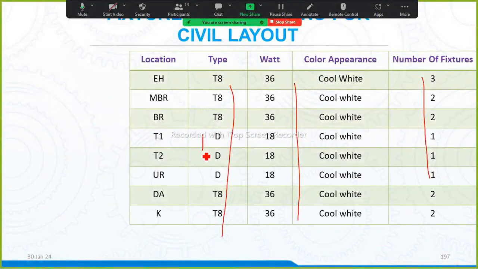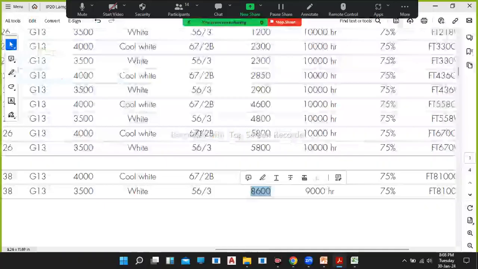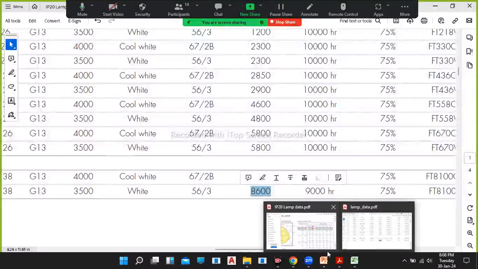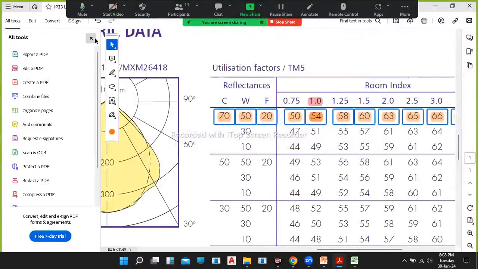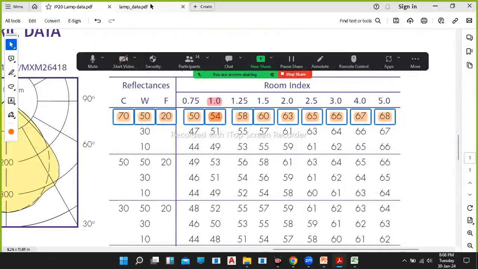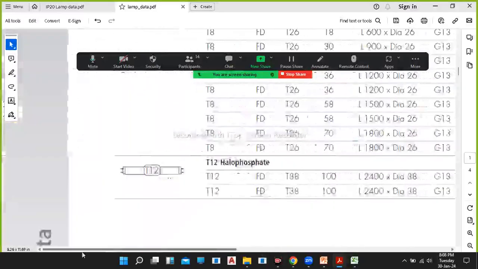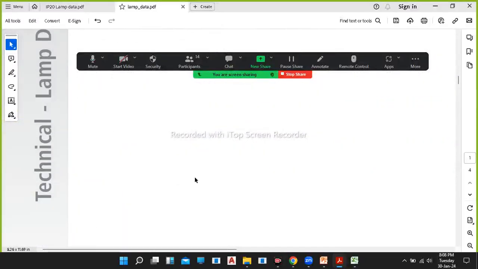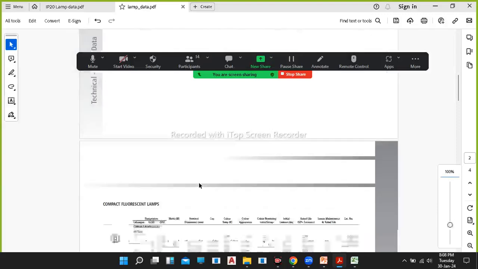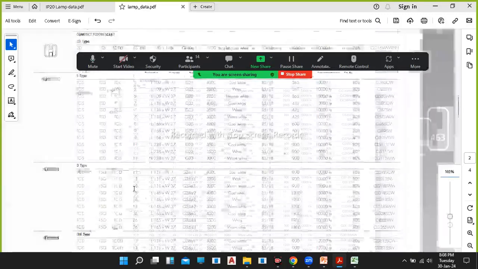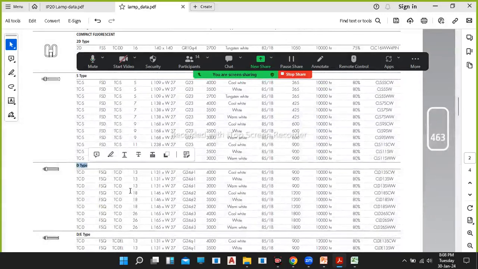For toilet 1, toilet 2 and utility, I have taken the CFL of D type, 18 watts, in the lamp data, because those are smaller rooms. In smaller rooms we don't need FLs, so I have taken CFLs, D type, 18 watts.